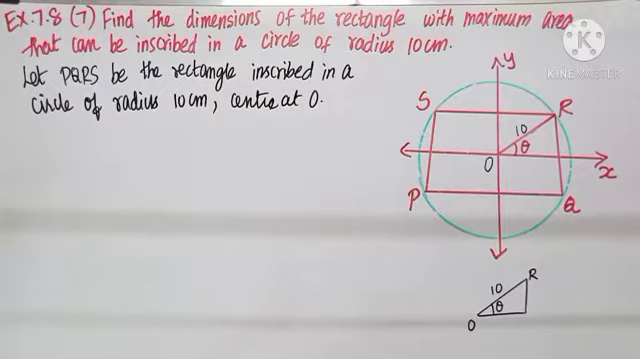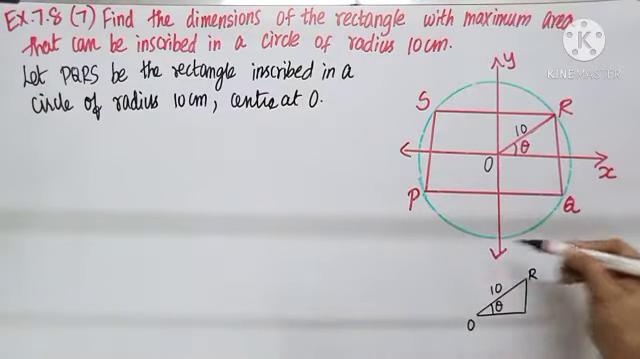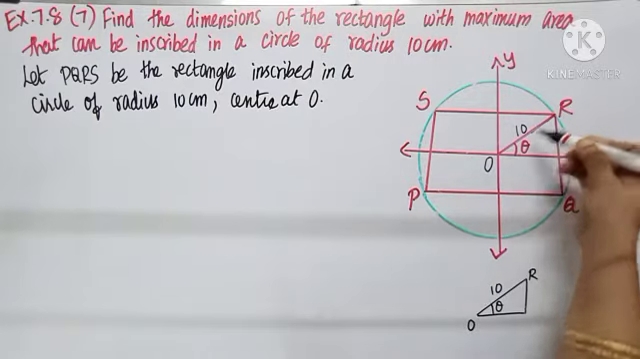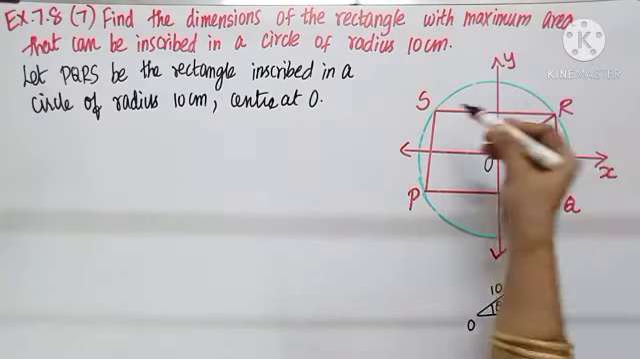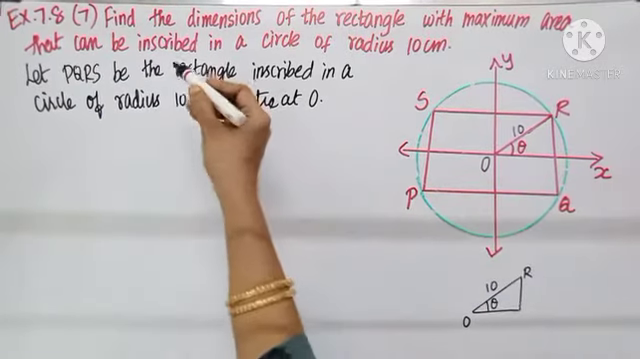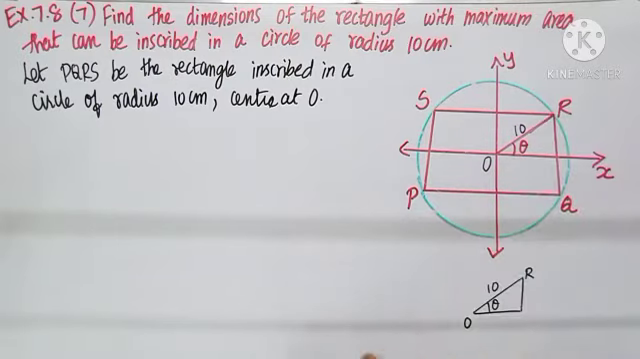Exercise 7.8, question number 7. Find the dimensions of the rectangle with maximum area that can be inscribed in a circle of radius 10 centimeter. We have drawn a circle with radius 10 centimeter. Consider PQRS, the rectangle. Inscribed tells me the rectangle's vertices are on the circumference of the circle.